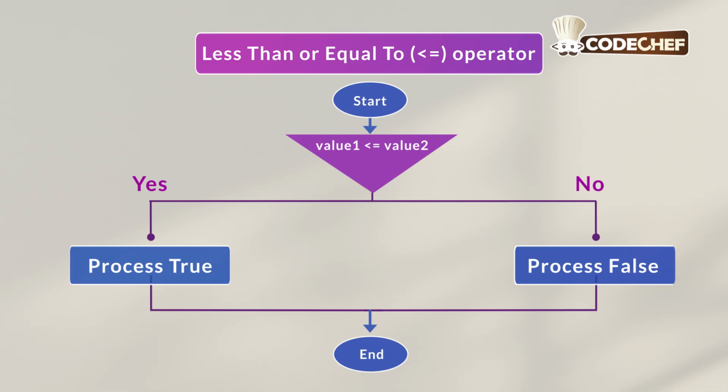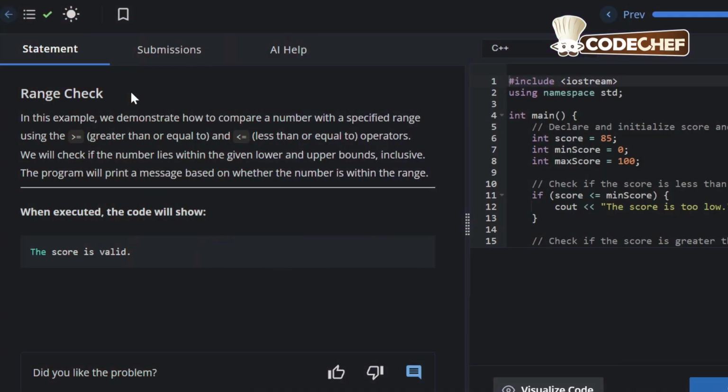Now let us go to the CodeChef platform to see an example of how to use the greater than or equal to and less than or equal to operators inside an if conditional in C++. Here the program objective is range check and the expected output is: the score is valid.